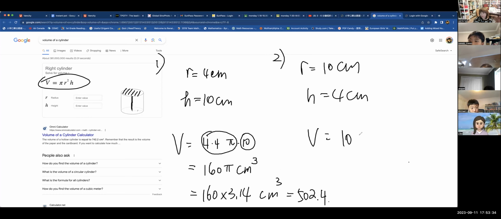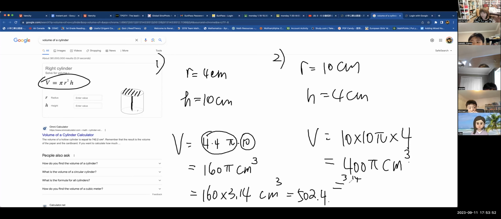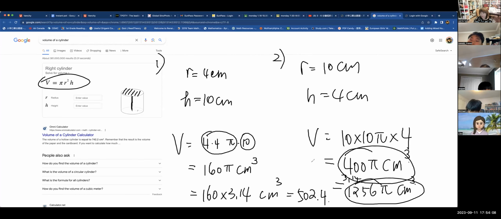So next one is 10 times 10 times pi times 4. So the answer is 400 pi centimeter cube. Okay, so if you want to times 3.14, it's 1256 centimeter cube. So if you give me 400 pi, I accept it as a right answer. If you give me this one, I also accept. But everybody, don't forget you have the unit here. Get it?